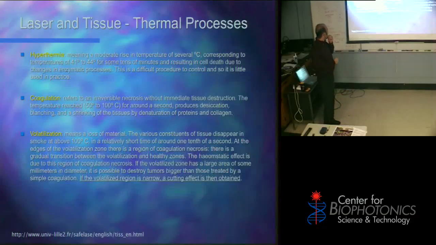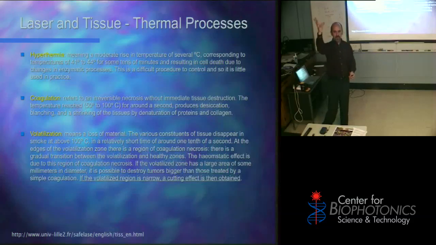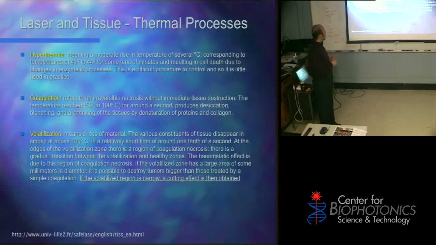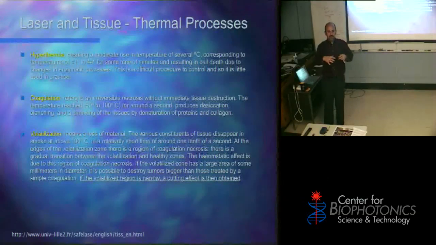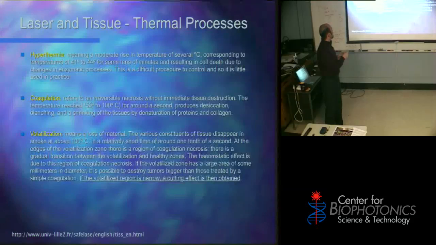Okay? And then the last thing is volatilization. Volatilization means that you actually have material that's lost. It vaporizes. It goes away. This usually happens above 100 degrees centigrade, and it can happen very quickly, 1/10 of a second or so. And again, if I were to shine a laser powerful enough to cause volatilization, at the fringes I'm also likely to get some coagulation, and even further away, I'm likely to get hyperthermia. Okay? So these things compound on each other.